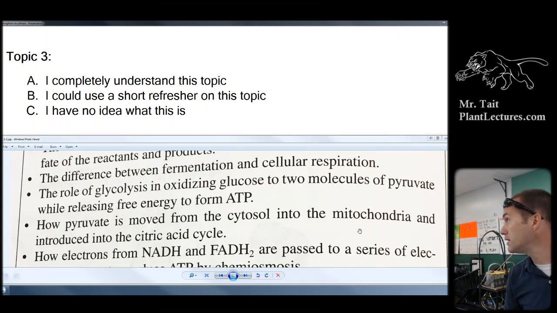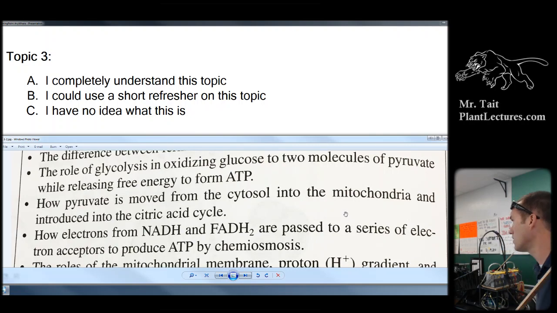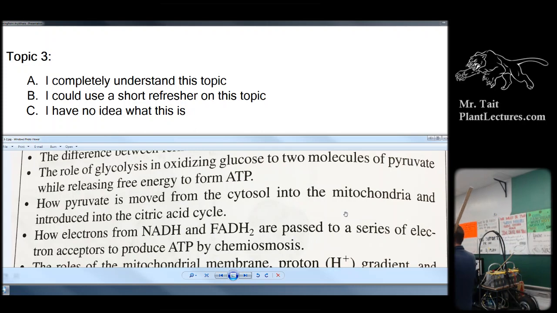Topic 3, the role of glycolysis in oxidizing glucose to 2 molecules of pyruvate while releasing free energy to form ATP.